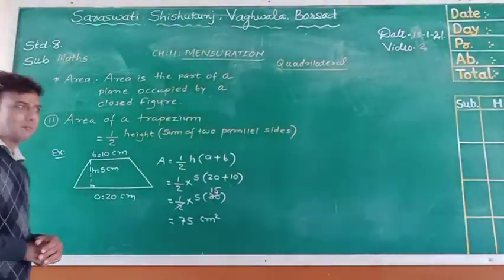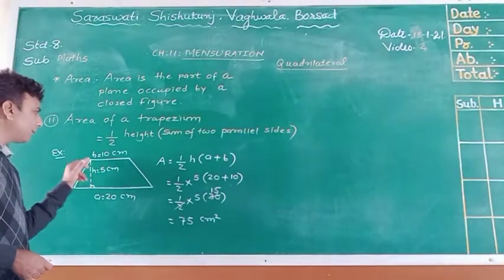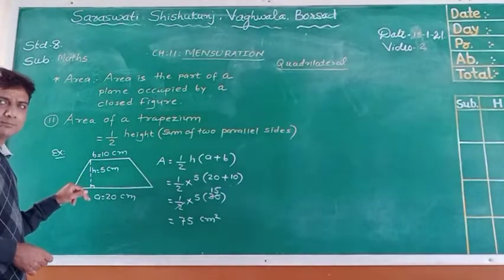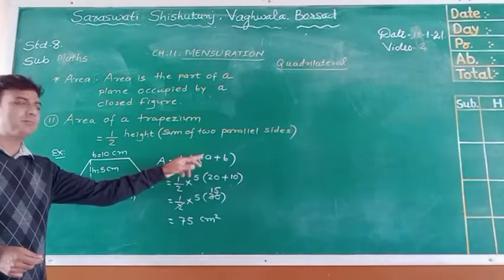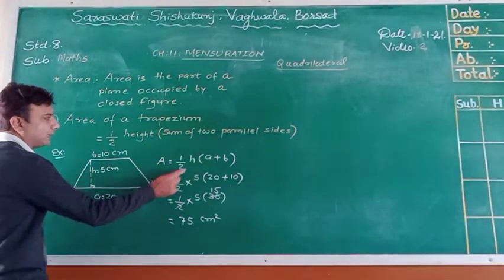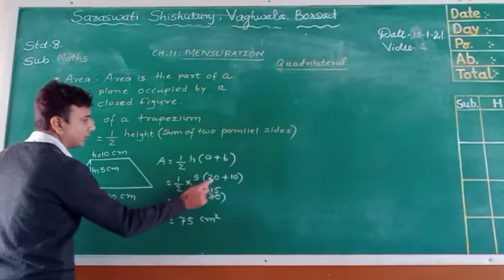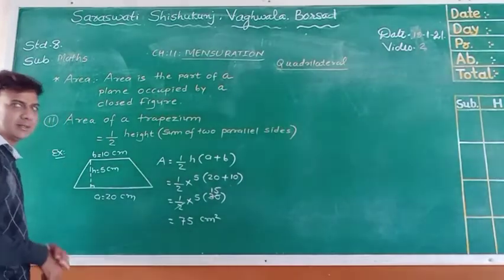Once again I repeat this. See this, beta. In the area of a trapezium, both are parallel sides and this is the height between the two parallel sides. So area of trapezium equal to 1/2 h in bracket A plus B. 1/2 h means 5, A means 20, B means 10. 20 plus 10 is 30, then 15 times 5 is 75 centimeters square.